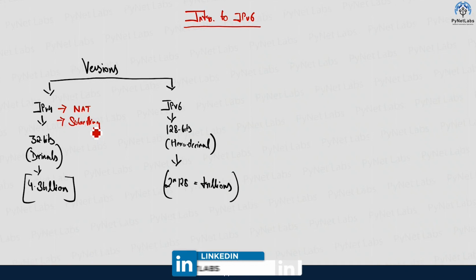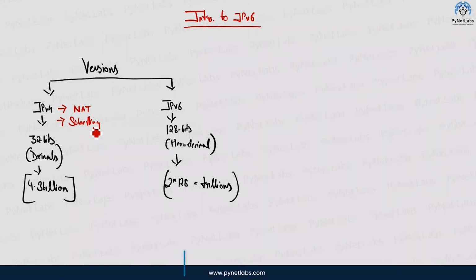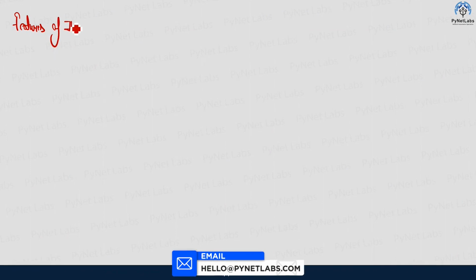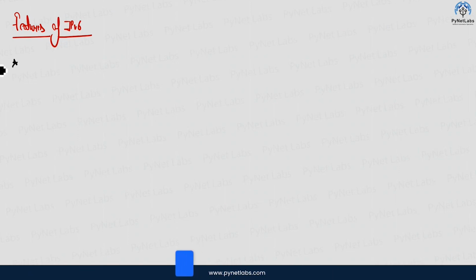Now, before going further into IPv6, let's have a quick comparison between v4 and v6, where I'll be talking in more detail about the features of IPv6. So let me write down here: features of IPv6. The very first feature of IPv6 is that IPv6 is an extension of IP with several advanced features.